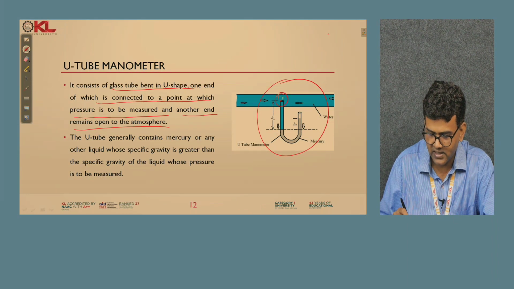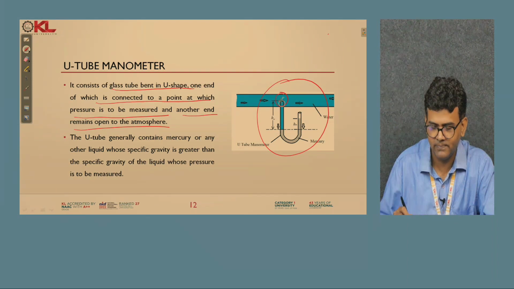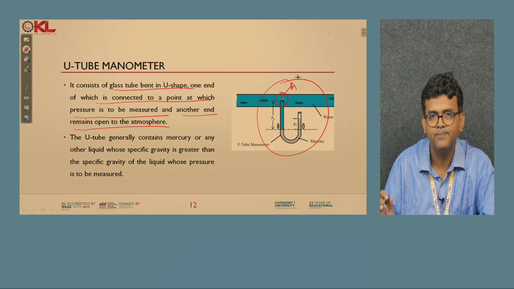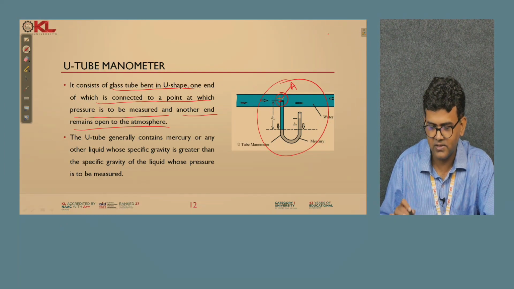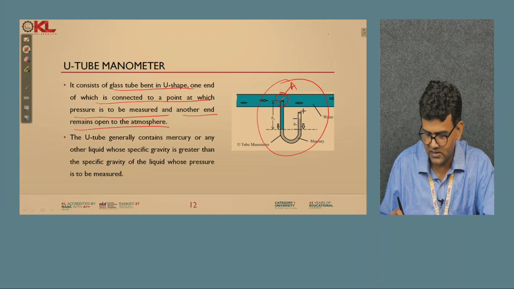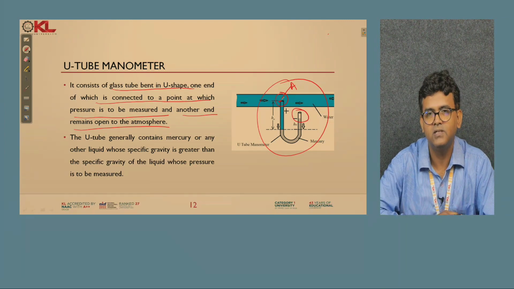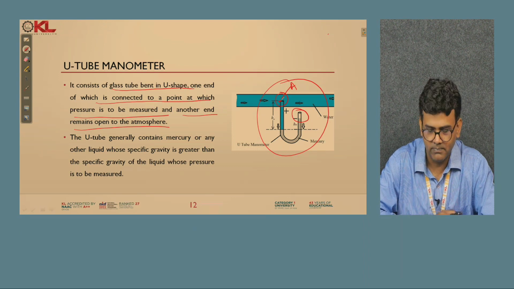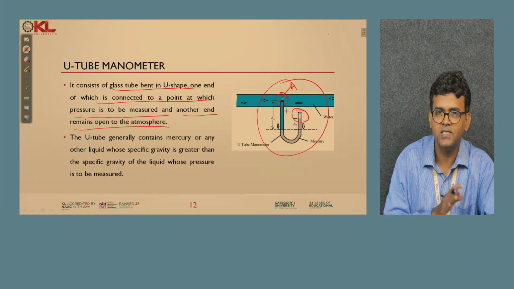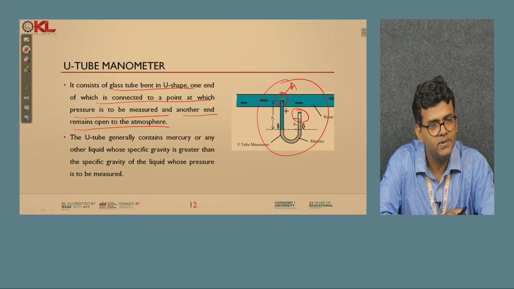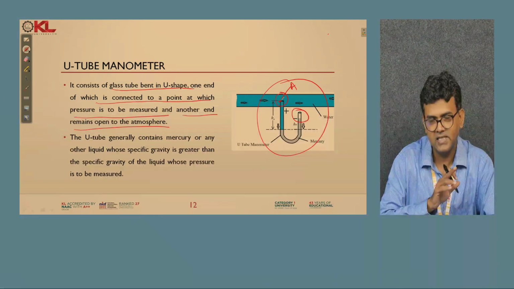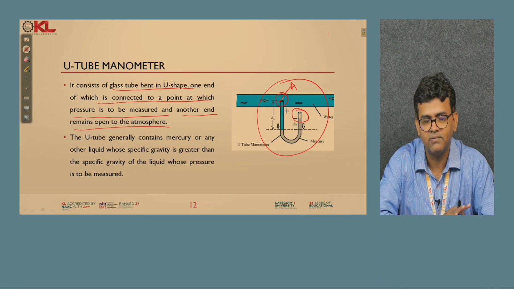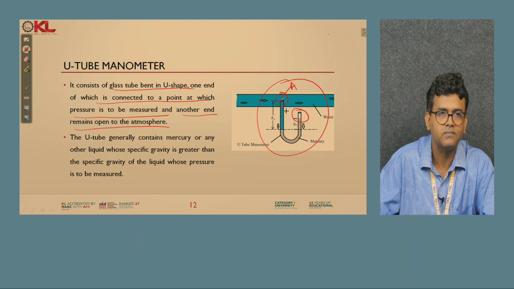One end is connected to the pipe where the pressure has to be measured, at point A here, and the other end is open to atmosphere. The same is the case for the previous piezometer, but that has a single column, while this one has the U shape. That is the U-tube manometer.